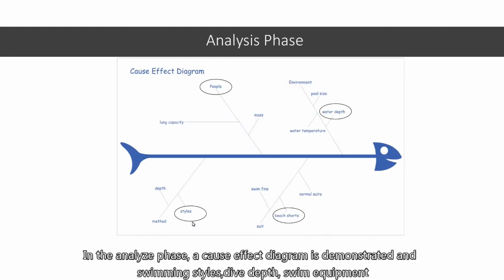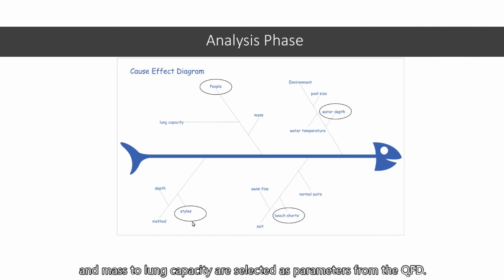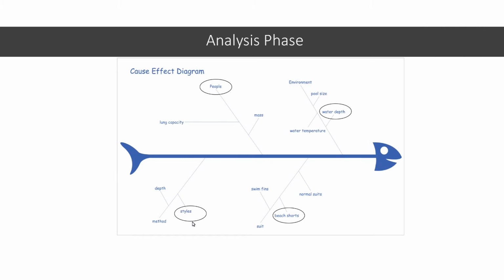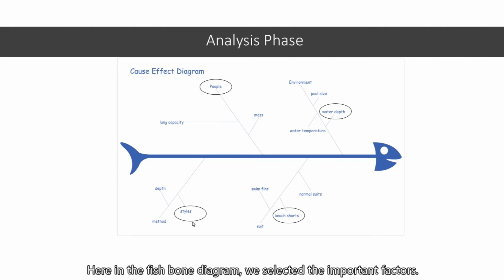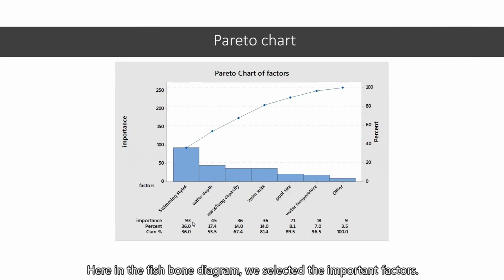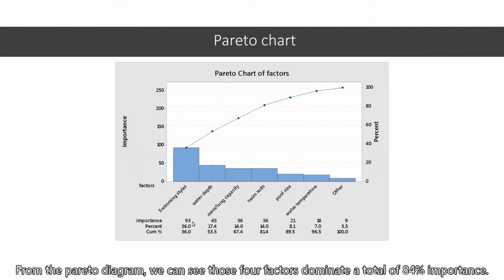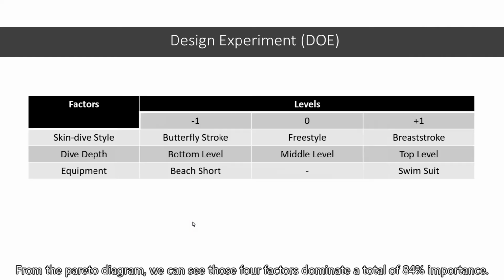In the analyze phase, a cause-effect diagram is demonstrated, and swimming styles, dive depth, swim equipment, and mass to lung capacity are selected as parameters from the QFD. Here in the fishbone diagram, we selected the important factors. From the Pareto diagram, we can see those 4 factors dominate a total of 84% importance.